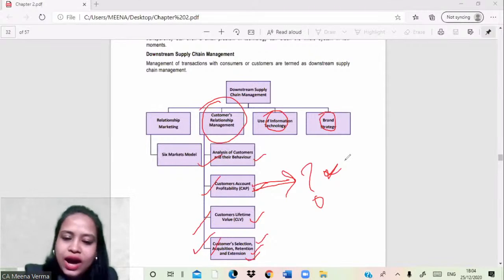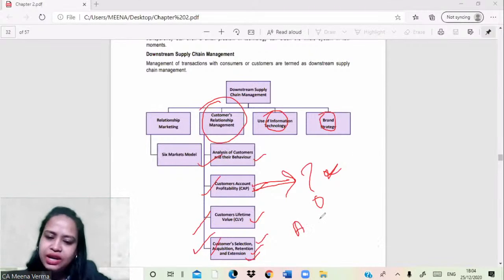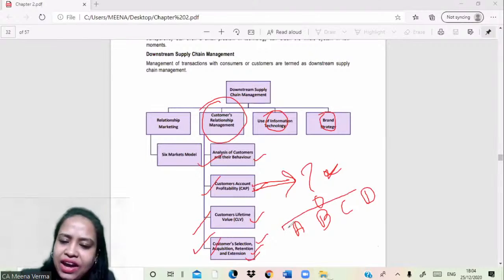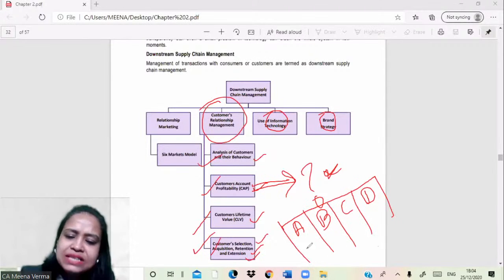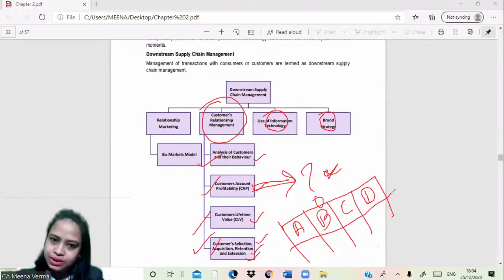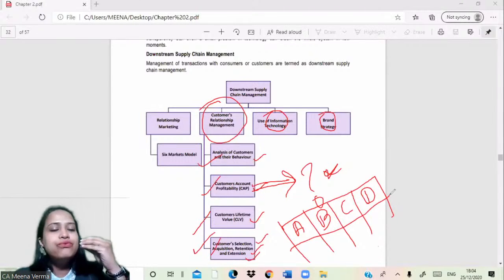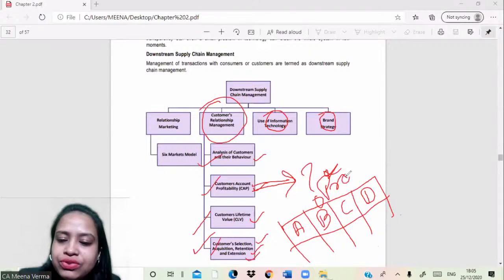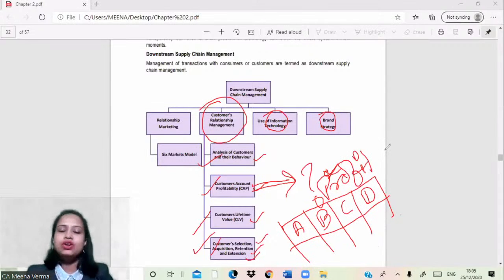For example, I have customers A, B, C, and D. In case I have all these customers, I want to find out the most profitable customers, and the very, very least profitable customer, so that I can frame my strategy to focus on the most profitable customer and remove my resources from the very least profitable customer. For that, we need to find the profitability of these customers.